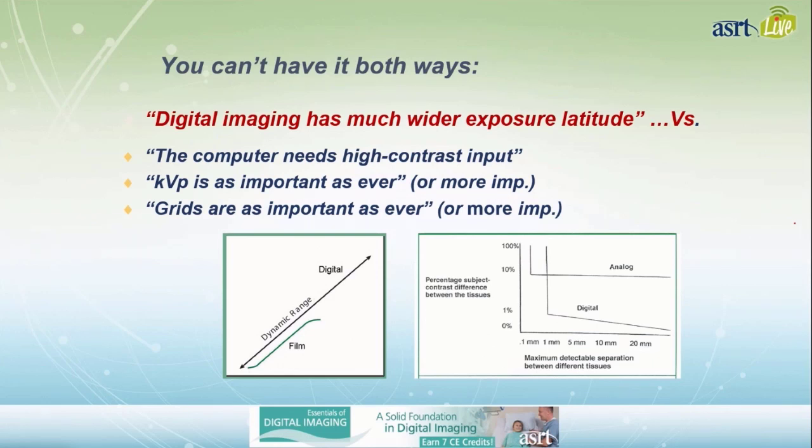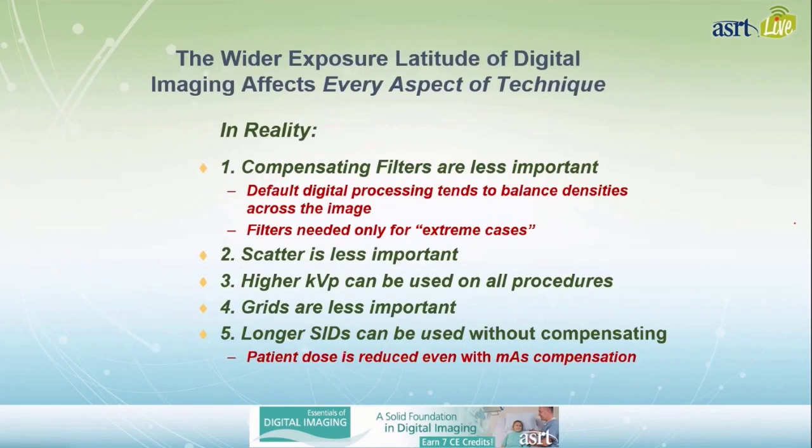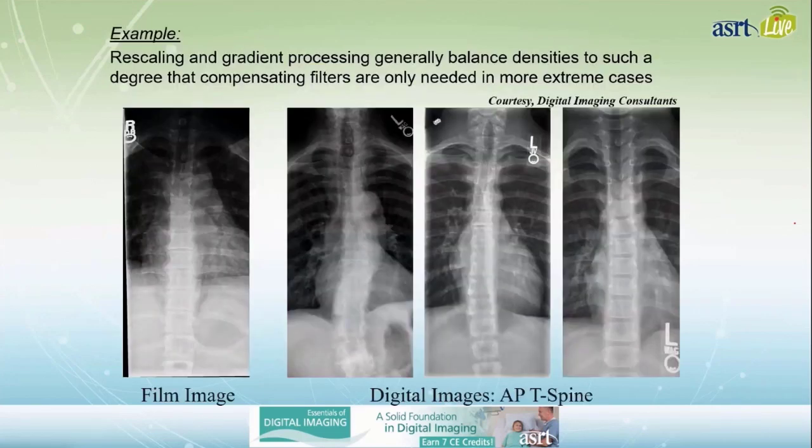So the idea that the computer needs high contrast input, the idea that kVp is as important as ever, or that grids are as important as ever, in fact, it's just the other way around. And I have a presentation that talks about grids. Here's an example. Let me just show you this real quick. An example using APT spines of filters.